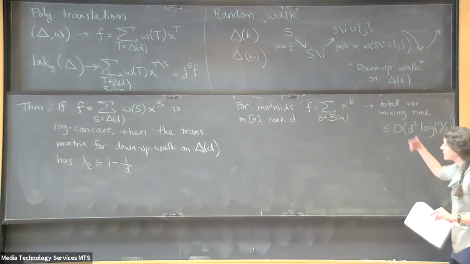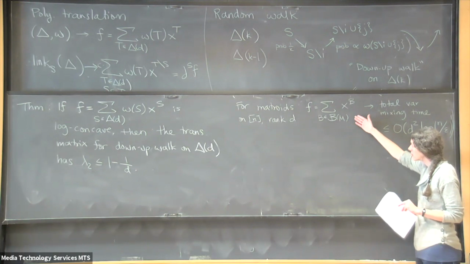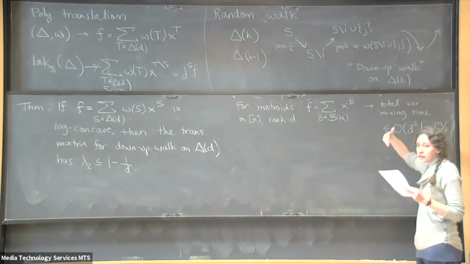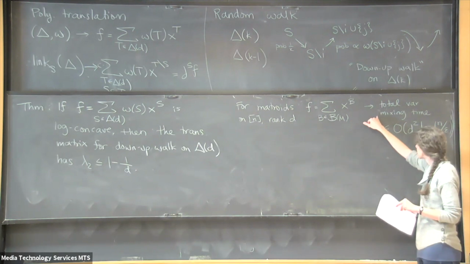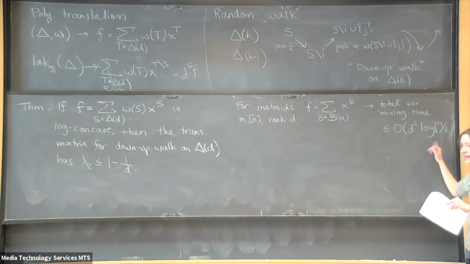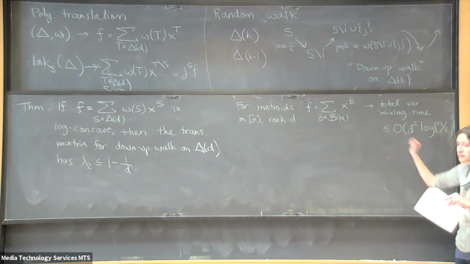And so if you wanted to sample the bases from an arbitrary matroid, you can imagine just running this Markov chain for long enough, and after the right amount of time, it'll be within epsilon of the stationary distribution, which is uniform.